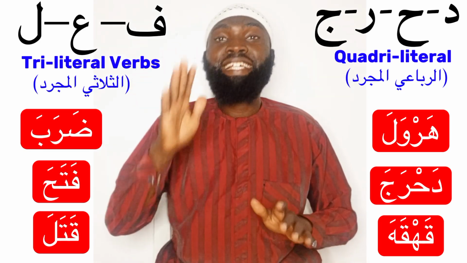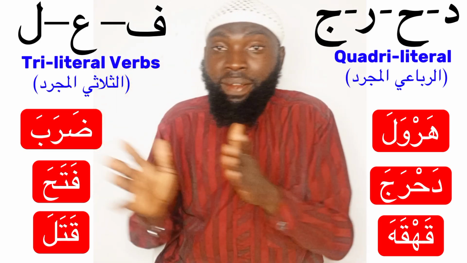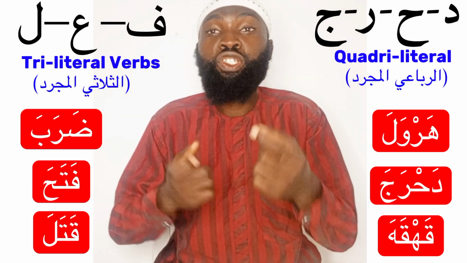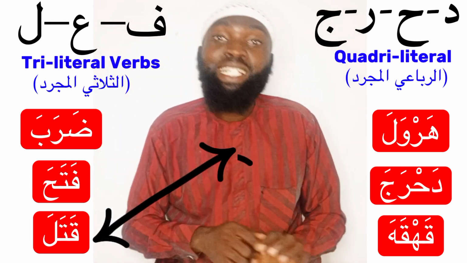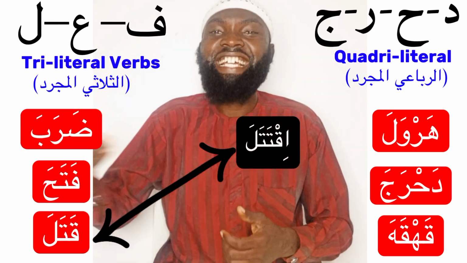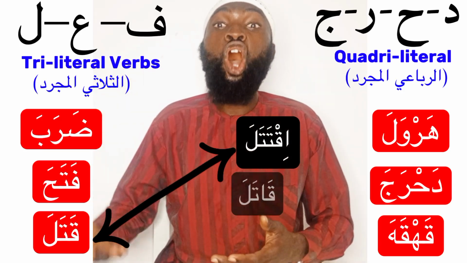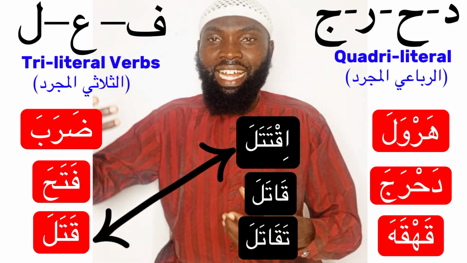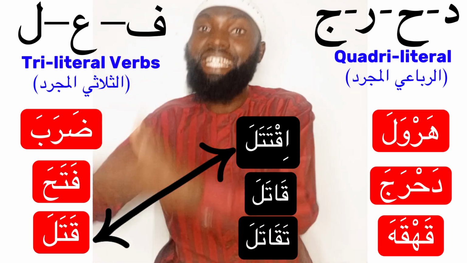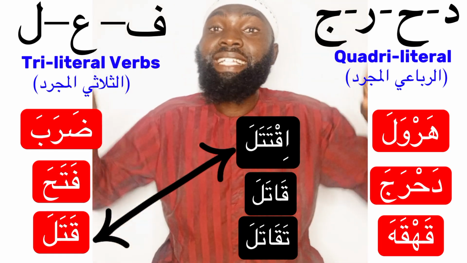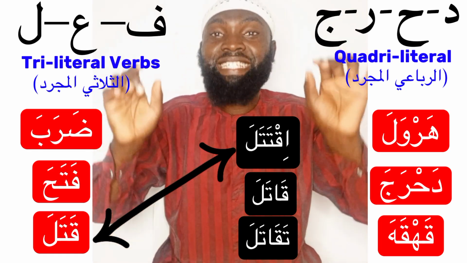Now, in these Arabic verbs and words, sometimes there could be an addition to these original verbs. Like the word qatala. It could be iqtatala. It could be taqatala. And it could also be qattala. The same thing goes for the 4-letter words. Whenever there is an addition, we call this al-mazid.